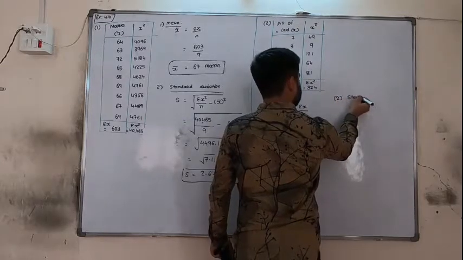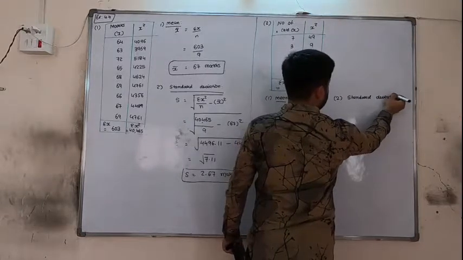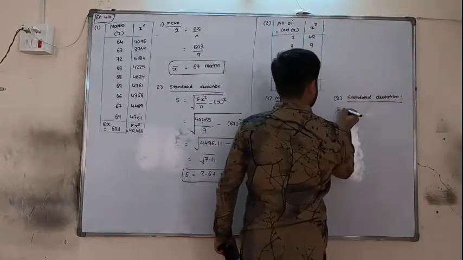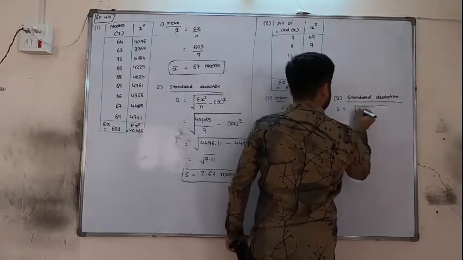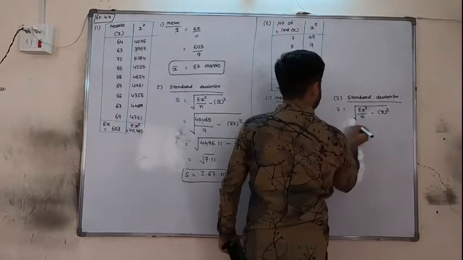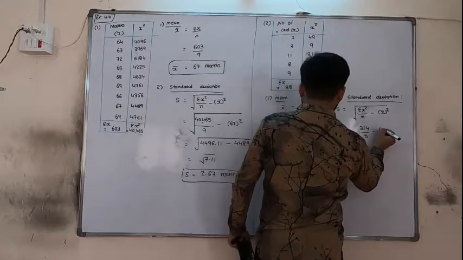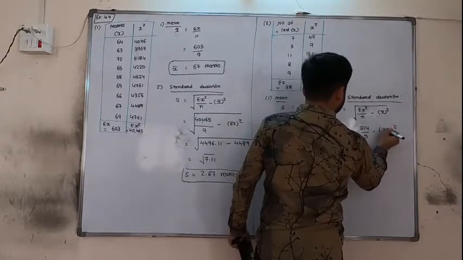Second is standard deviation. You have to write continuously. Okay, I am writing as per the spacing on the board. S is equal to the square root of sigma x square by n minus x bar square. So 324 divided by 5 minus 7.6 whole square.